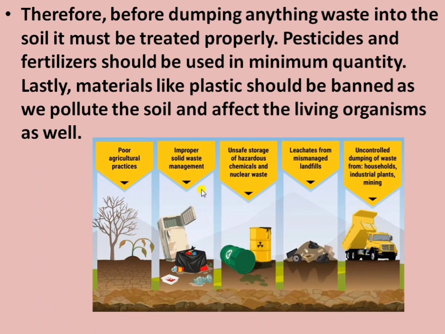In this picture you can see several factors that pollute the soil. First is poor agricultural practices, that is the pesticides and chemicals that we are using. Second is improper solid waste management. Third is the unsafe storage of hazardous chemicals and nuclear waste in the soil. Fourth is the leachate from mismanaged landfills. Fifth is the uncontrolled dumping of waste from households, industrial plants and mining that pollutes the soil.